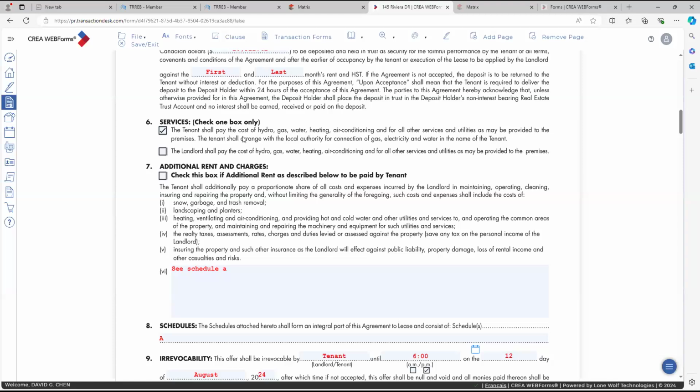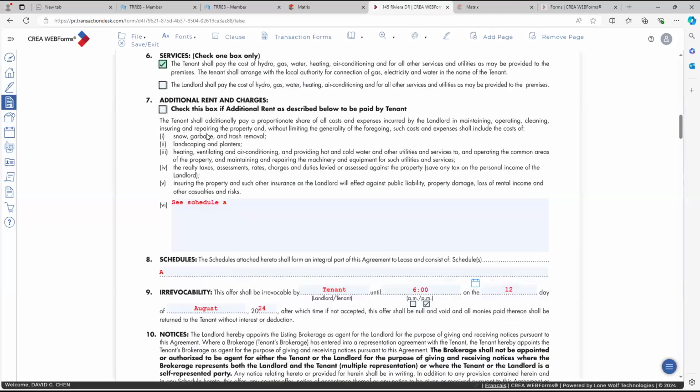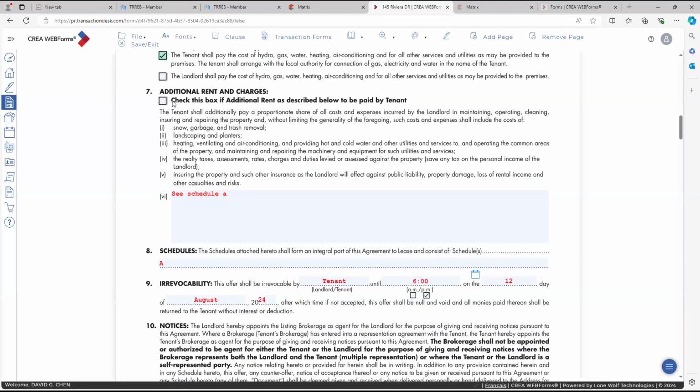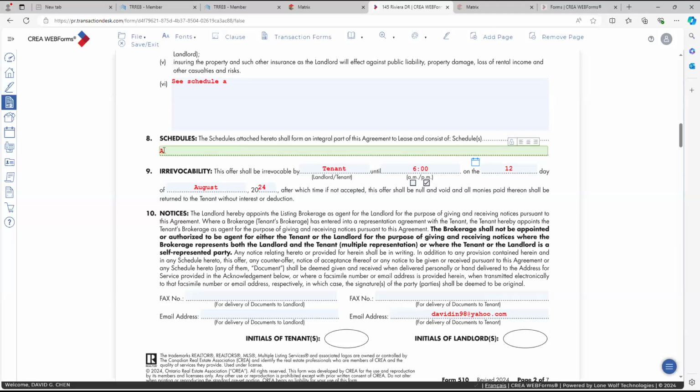Of course, in most cases, the tenant pays utilities, right? Gas, heating, water, hydro, whatever. So that's the way you need to also click here. And number 7, you can click, or normally we say put here "see Schedule A," because whatever is included, whatever is not included, you need to put in Schedule A there. And number 8, Schedule A. Of course, we already prepared a Schedule A template there, so we will look at it quickly as well.